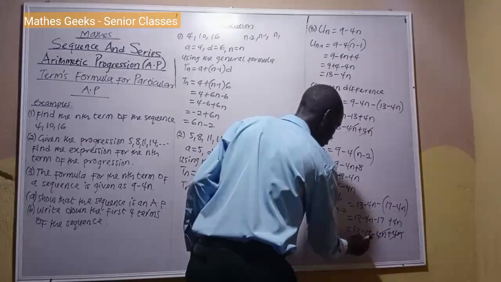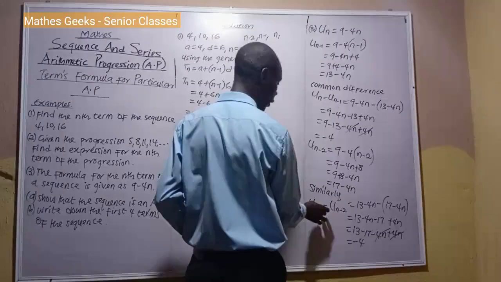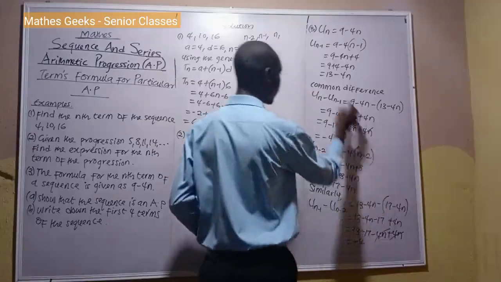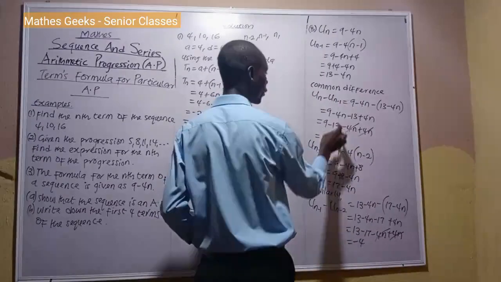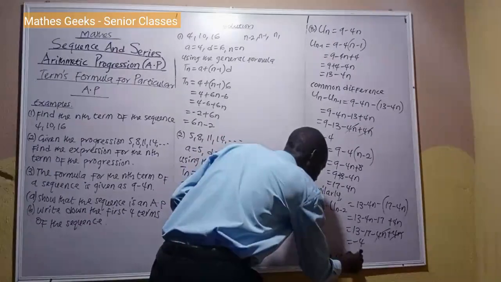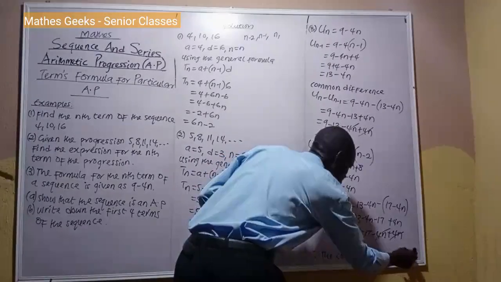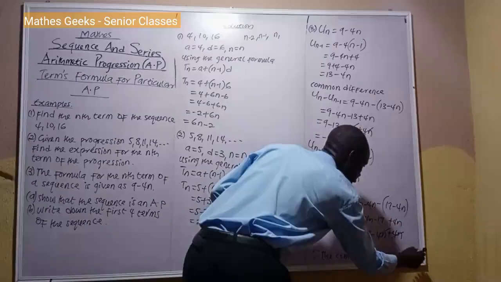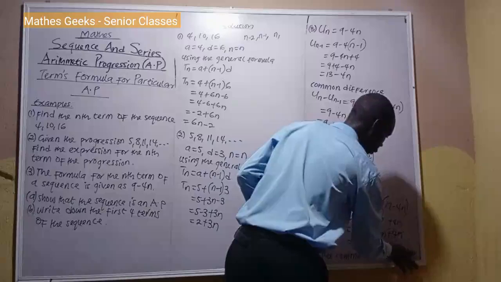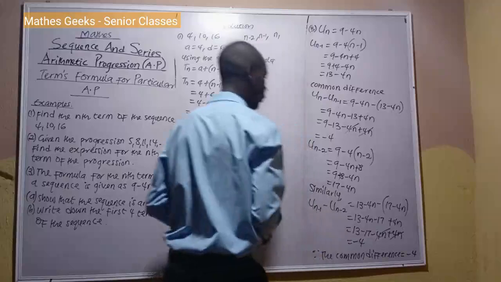So what does that tell you? Since the common difference is constant, u(n-1) minus u(n-2) is equal to minus 4, and un minus u(n-1) is equal to minus 4. Therefore, the common difference is minus 4, or you can say common difference is equal to minus 4.